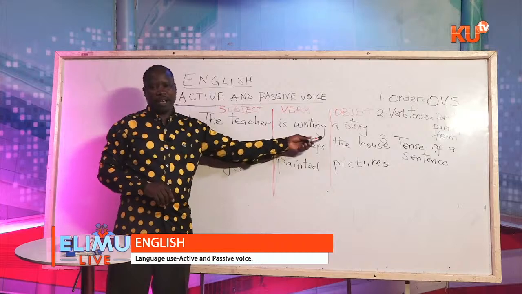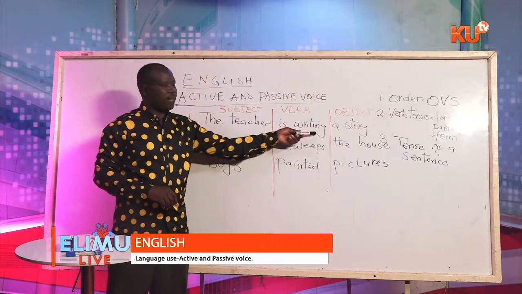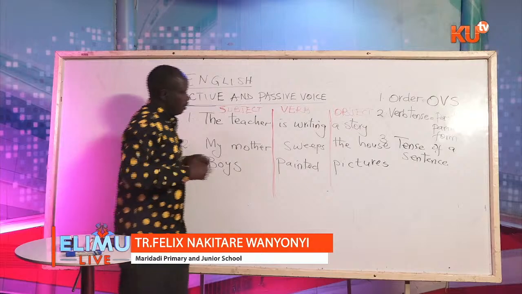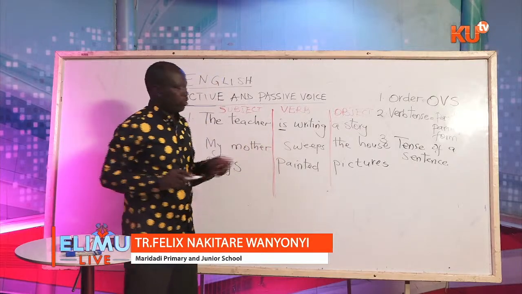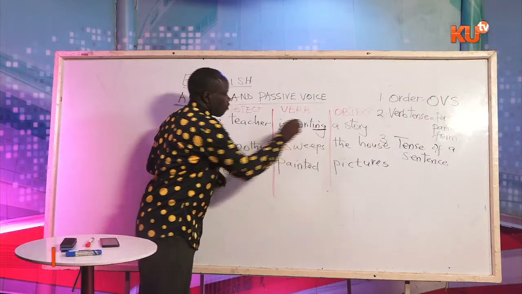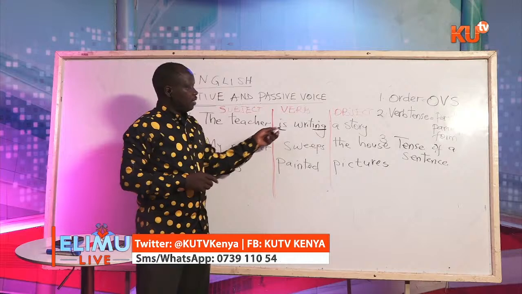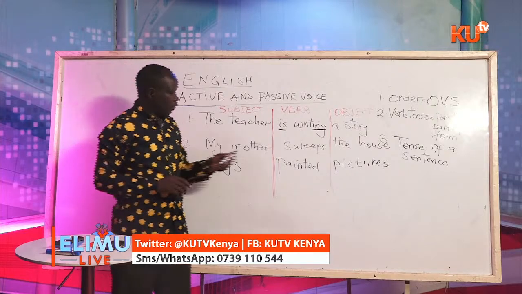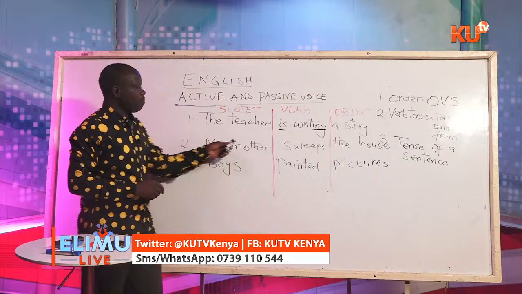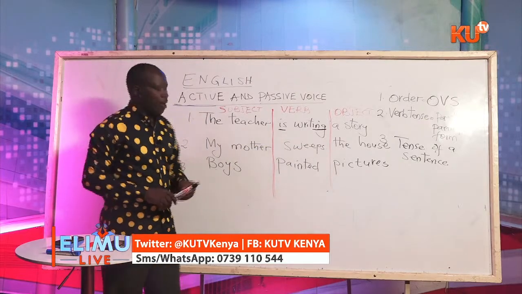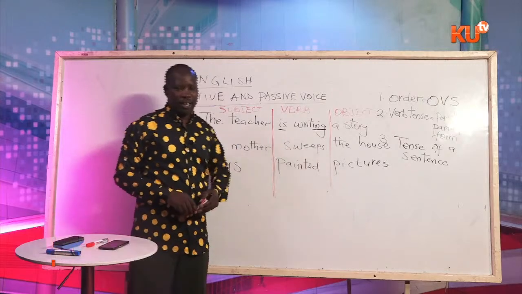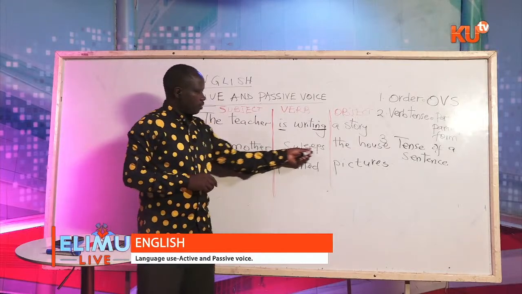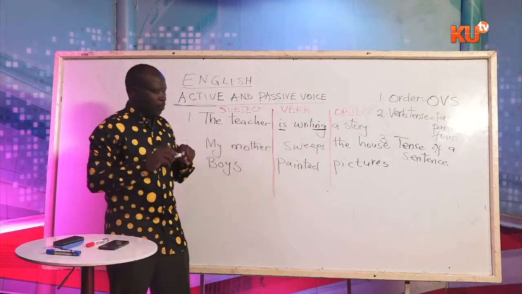When we look at the verb here, we can detect which tense has been used. Is writing. It means this is present because of is, and continuous because of ing. So our first sentence is in present continuous tense. This tense is very important. Then when we come to the second sentence, my mother sweeps the house, we again look at the verb. It is this verb that will give us the tense of our sentence. Sweeps. This is in present simple tense.